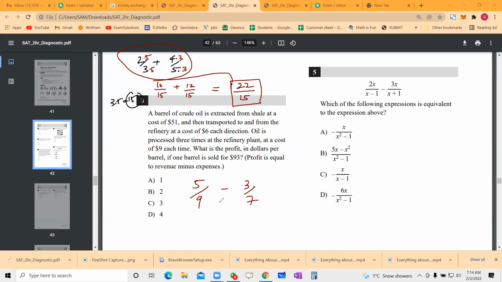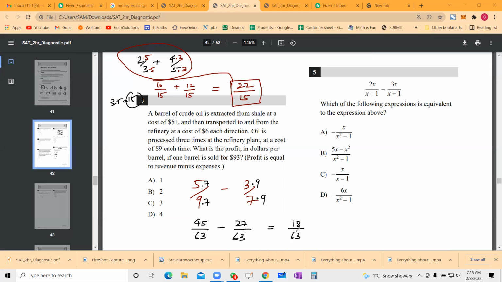That means 9 times 7, which is 63. So 5 times 7 is 45 over 63. Then minus 3 times 9, which would be 27 over 63. Then 45 minus 27 is 15. Are you sure? 45 minus 27. Oh no, it would be 18 over 63.